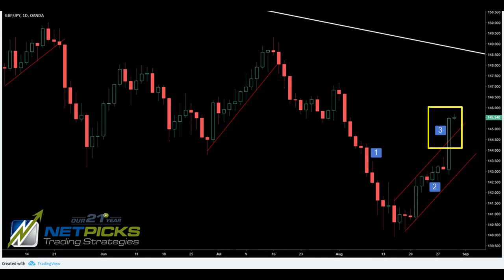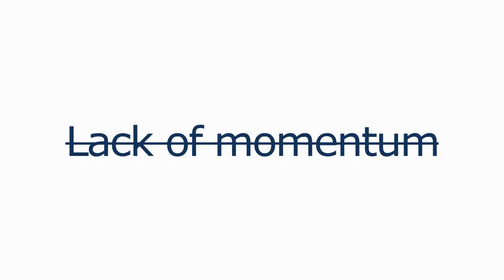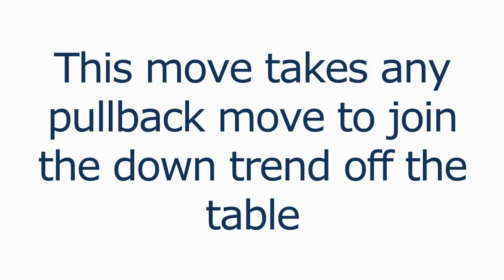Number 3, Brexit news hits the wire. Price rockets to the upside with momentum. Now, that momentum move violates a variable that we need to see to consider a pullback worthy of a trade, and that is lack of momentum. This move takes any pullback move to join the downtrend off the table.